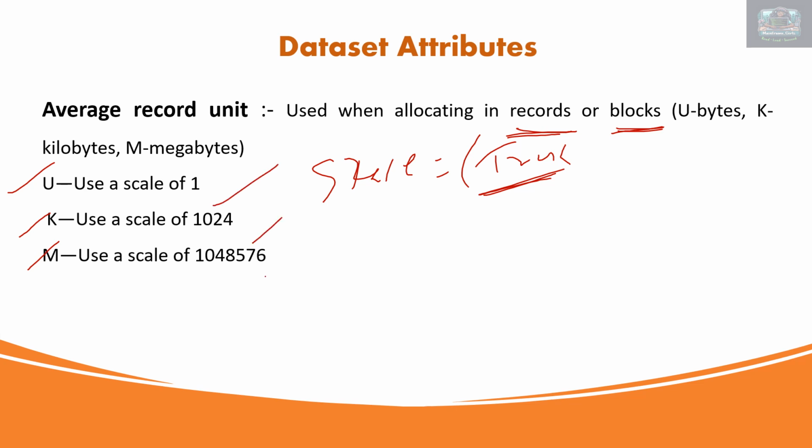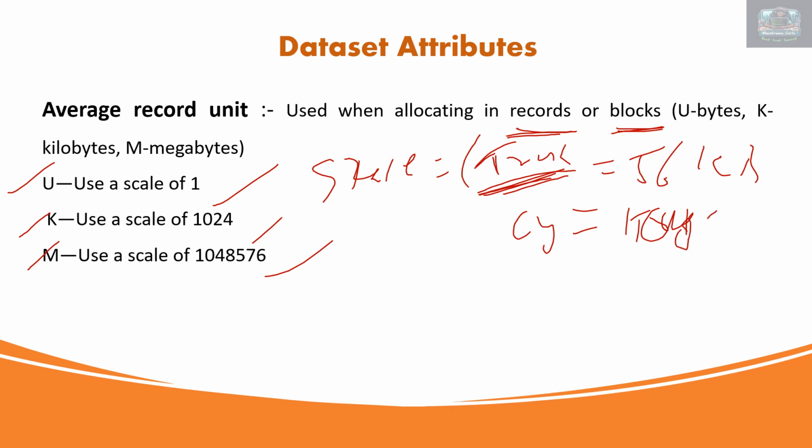Okay, so how is this calculated? As I told you, when it is track, it is 56 kb. When it is cylinders, one cylinder is equal to 15 tracks. But what about this calculation, how are records and blocks calculated?